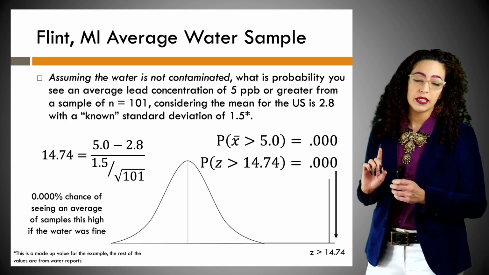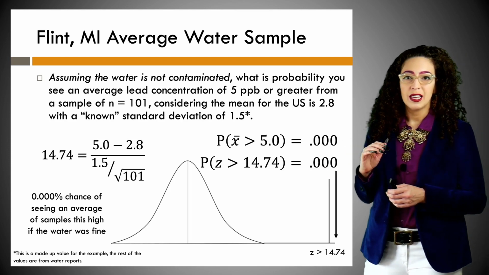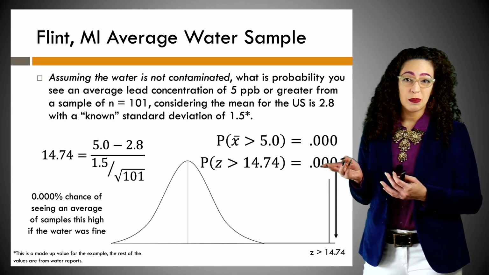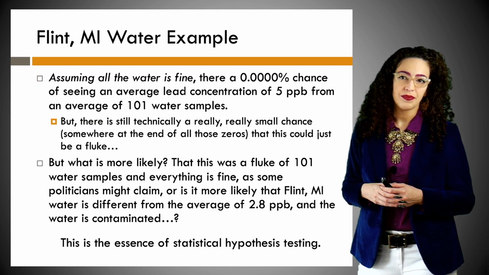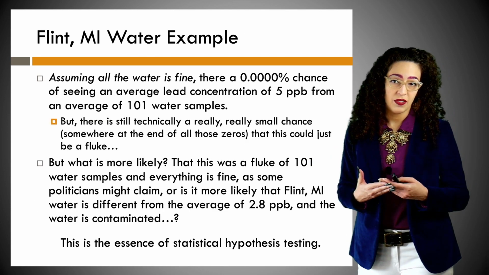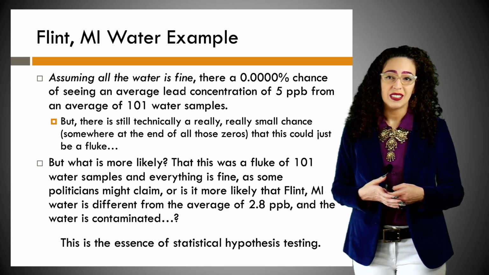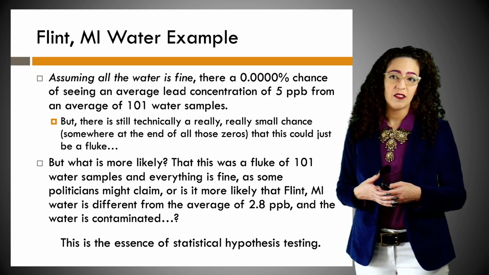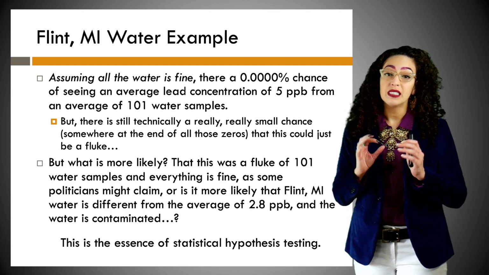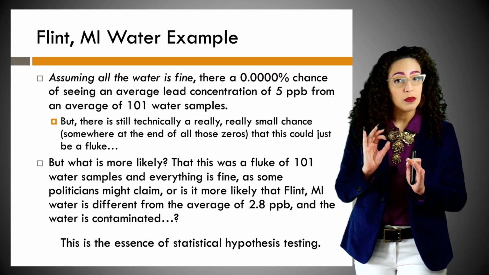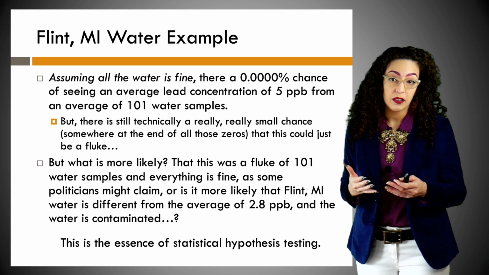There's a number over here somewhere. It's 0.000000 something. There is a value there somewhere. But when we round, we end up with a 0% chance. So what does this tell us? Assuming that the water is fine, there is a 0.0000% chance of seeing an average lead concentration of 5 parts per billion from an average of 101 water samples. But there is still technically a really, really small chance. Somewhere after all those zeros, there's a number, and so it could just be a fluke.